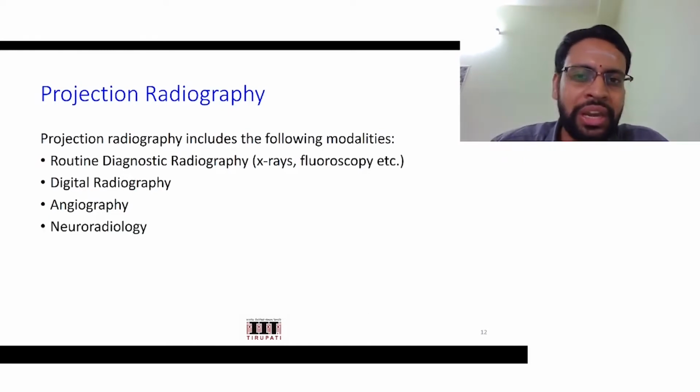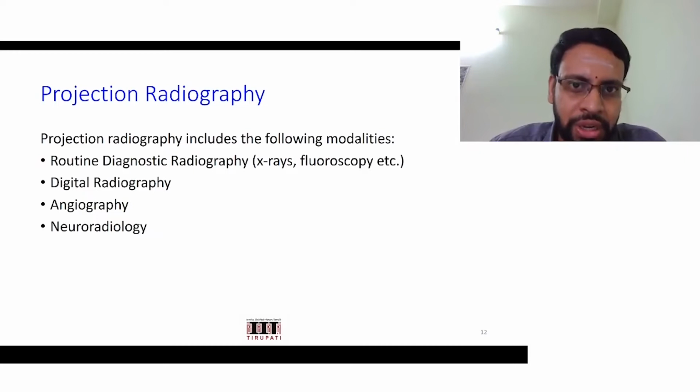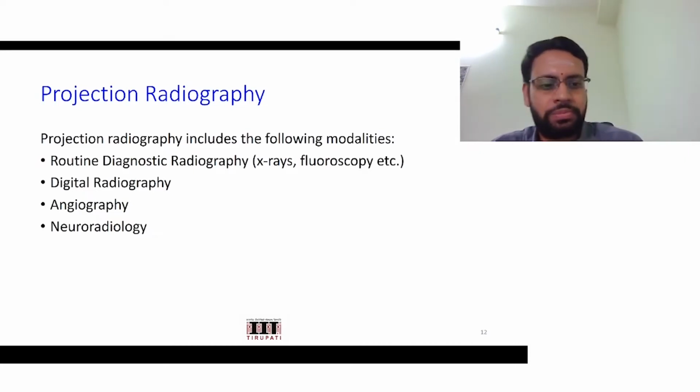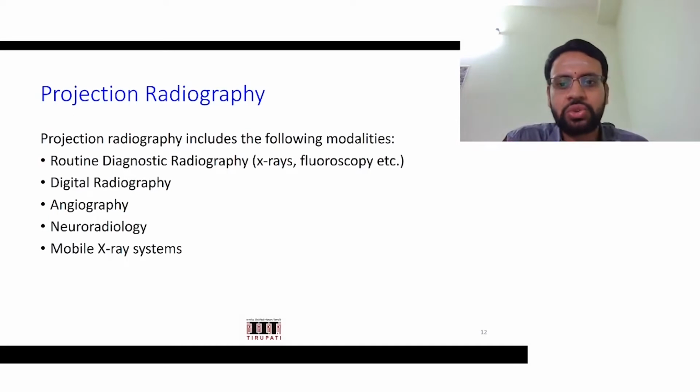Another one, neuroradiology. This is again a specialized X-ray based imaging system, specialized for imaging the skull and the spine. Another specialized equipment is referred to as mobile X-ray systems. In the operation theaters, we need to take X-rays in a place where the patient cannot come, but the machine has to go. That's where specialized machines referred to as mobile X-ray systems are used.